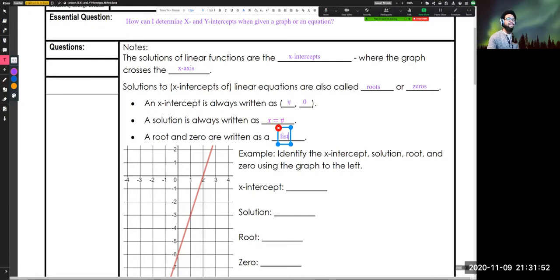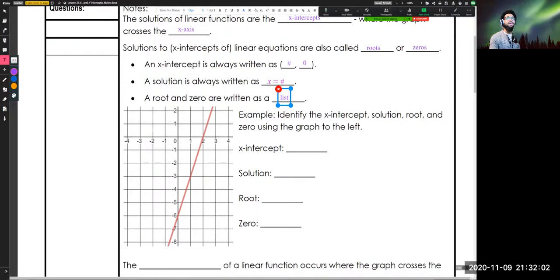So now let's look at an example of this. It asks us to identify the x-intercept, solution, root, and zero using the graph to the left. Once again, our solution, root, zero, and x-intercept are for the most part the same thing, but the way we write them is different. When we're looking at our x-intercept, we're going to write that as an ordered pair.